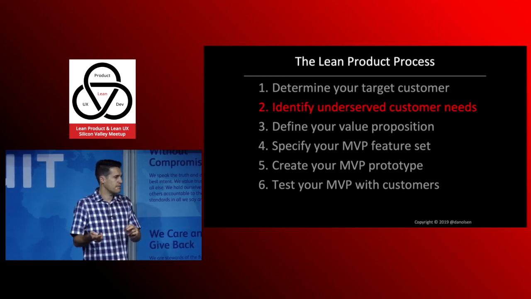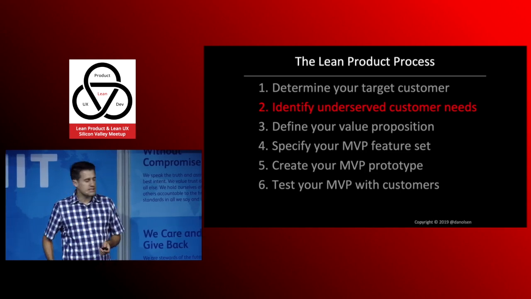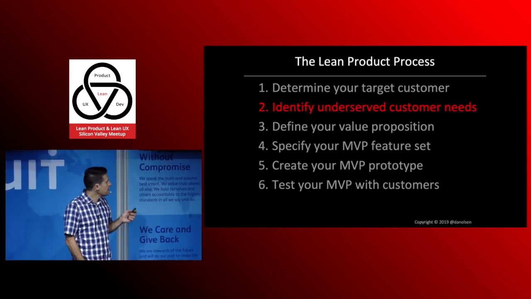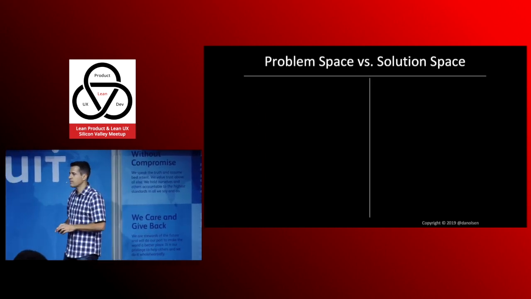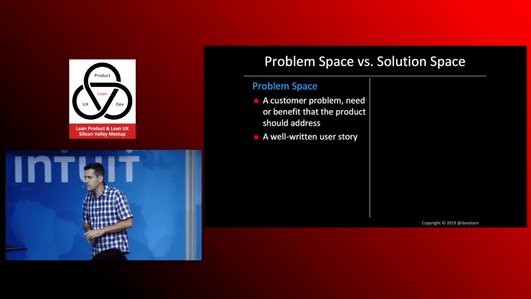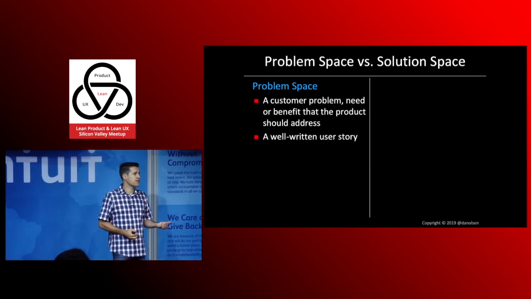Before we get to the prototype design, we want to get clear on what their needs are, basically. And a really important concept here that I've covered in the book is the idea of problem space versus solution space. And I want to explain this real quick. Problem space is basically a customer problem, need, or benefit that the product should provide to the customer.